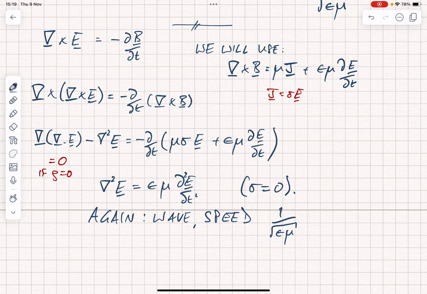That's about as much as I want to say on this topic. Do make sure that you understand how these manipulations work and where all these different terms come from, because it's important in understanding the whole of electromagnetism.